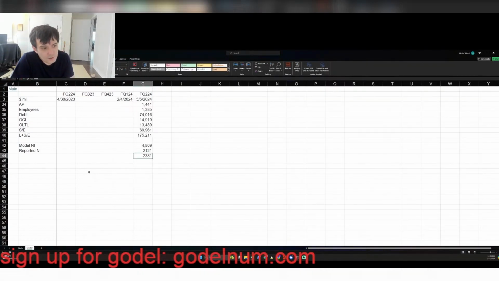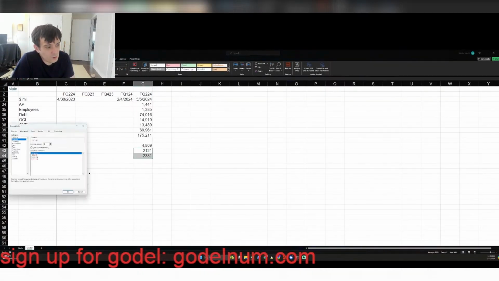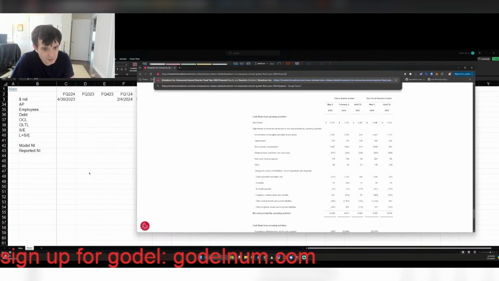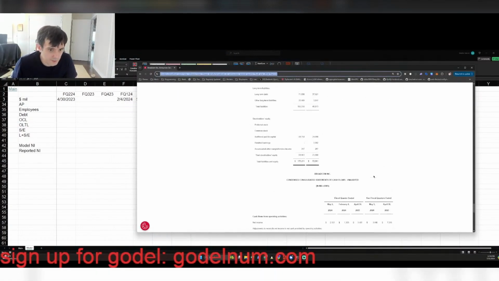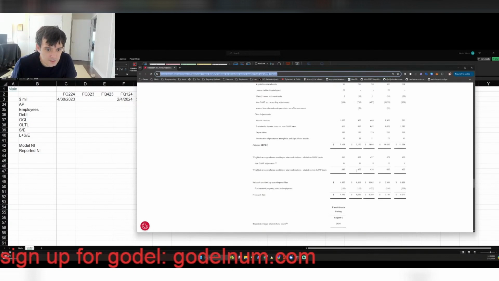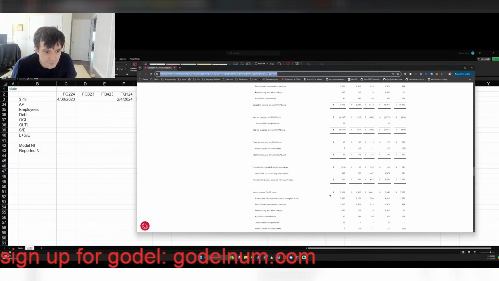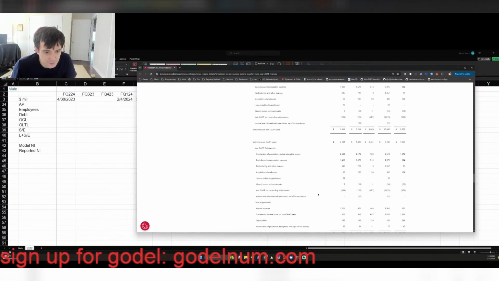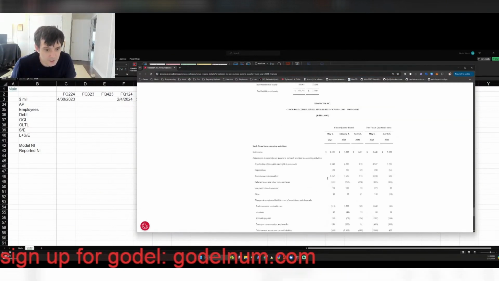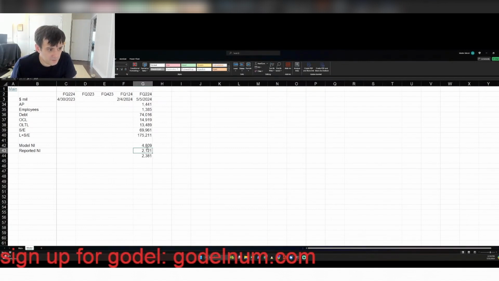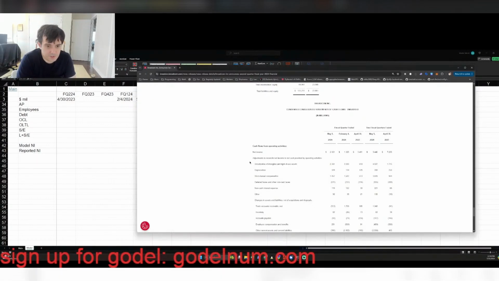So according to their public statements, they made 2.1. That's listed here. This is GAAP net income, 21.21. But we made a bunch of adjustments and we got to 4.8. So here's the adjustments they're making.